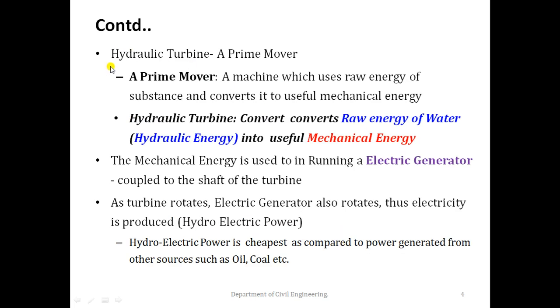Now, the hydraulic turbine is often referred to as a prime mover. A prime mover is a machine which uses raw energy of a substance and converts it into useful mechanical energy. So in case of a hydraulic turbine, the raw energy of water is converted into useful mechanical energy. This mechanical energy we will be using in running an electrical generator. Usually the electrical generator and the turbine are coupled through a shaft.